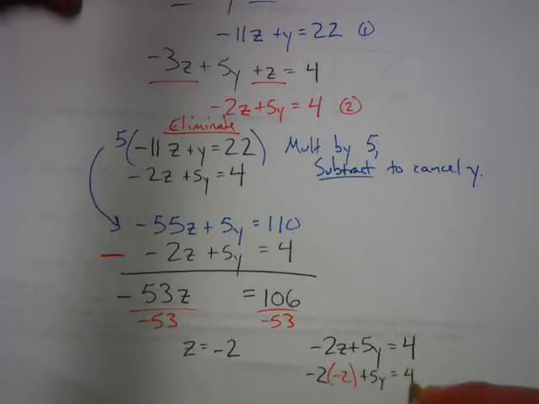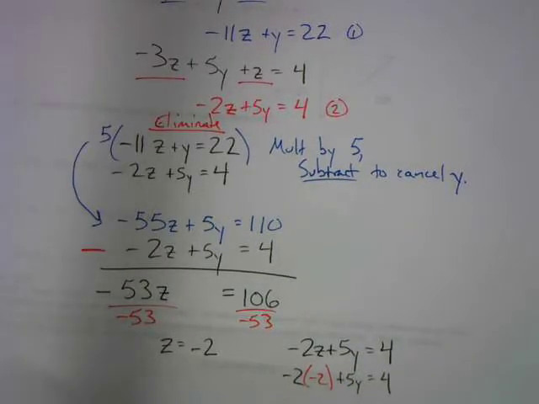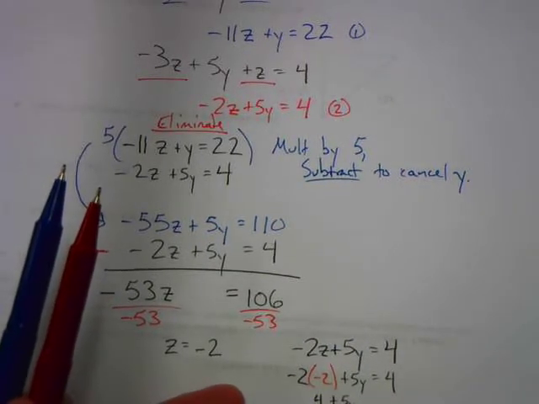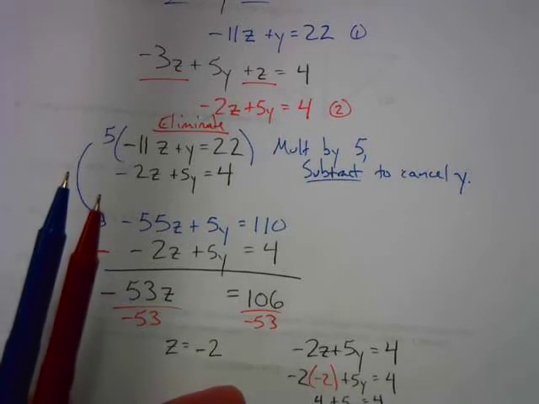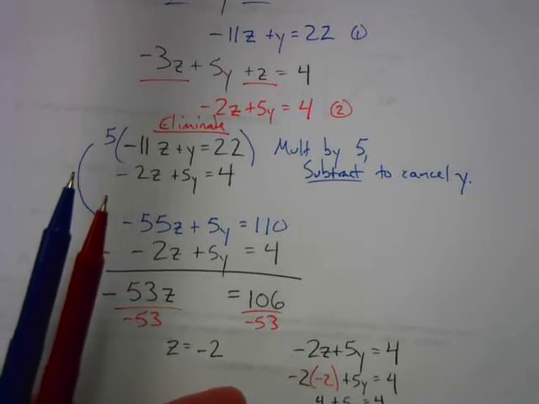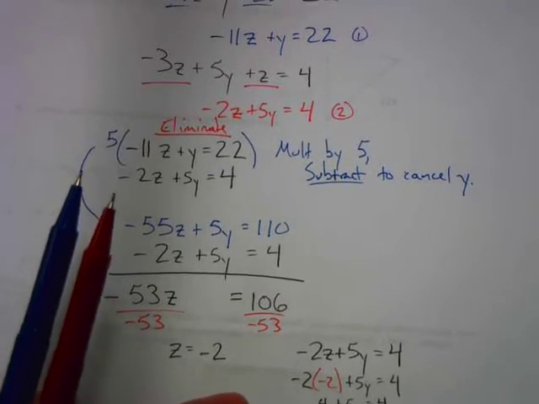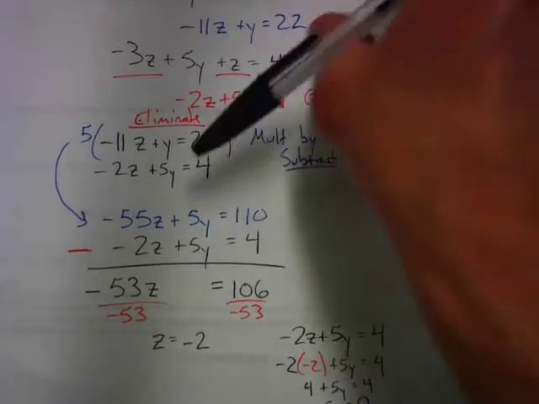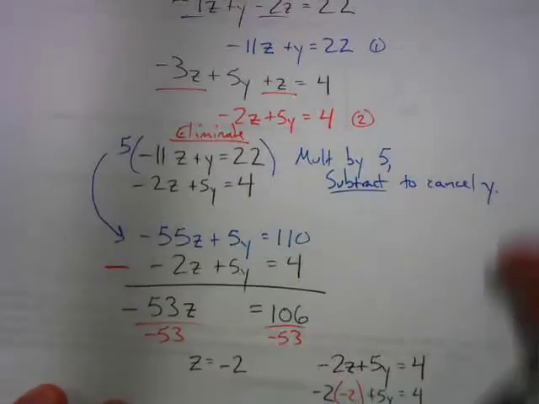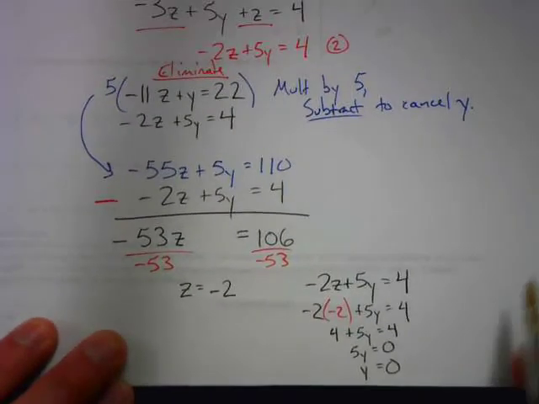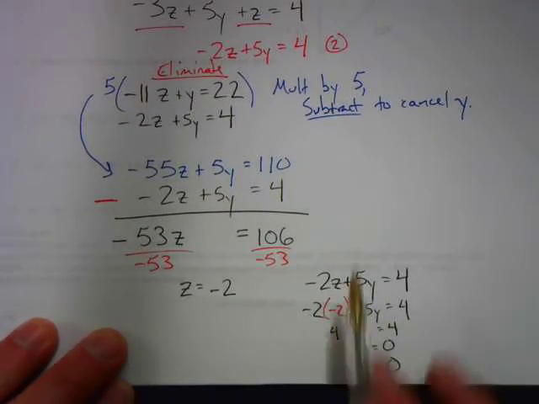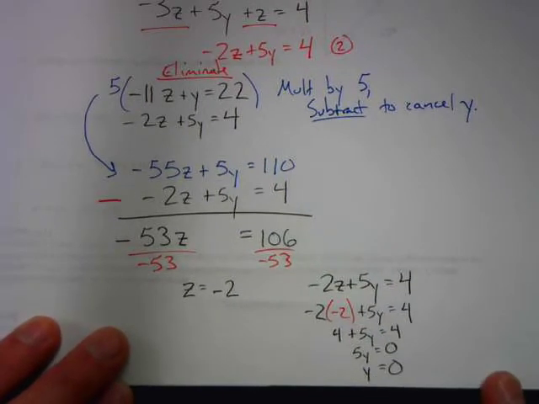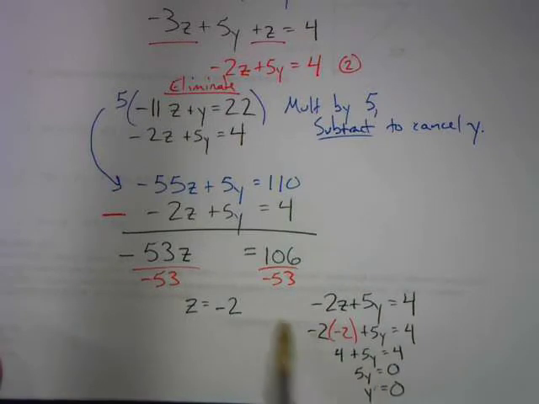Now, it's easy to get lost in this whole process, so you want to be neat with your work and be careful. Negative 2 times negative 2 is positive 4. And then when I subtract 4 from both sides, I get 5y equals 0, or y is equal to 0. I have found z, I have plugged z back into the second equation I made, and now I have found y. So far I have found y, I have found z.